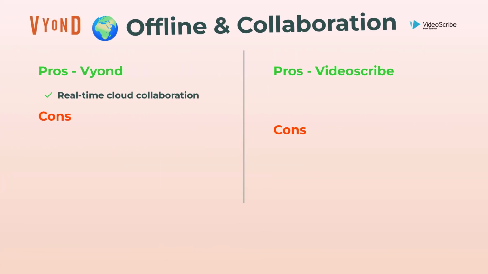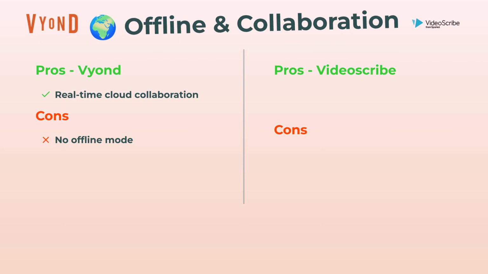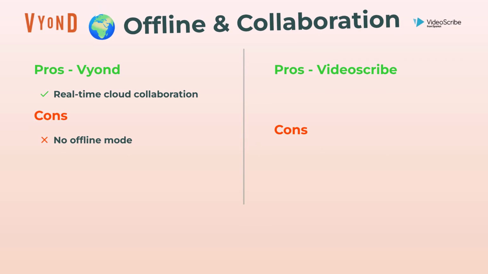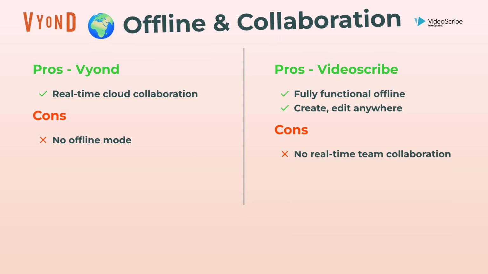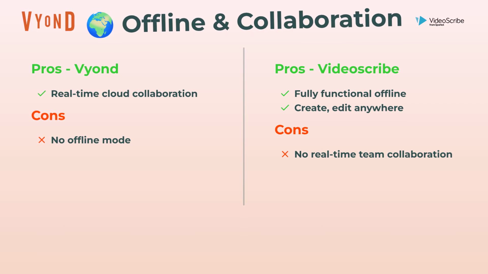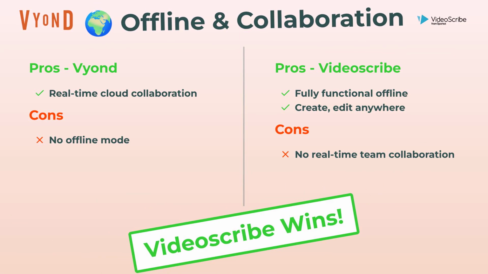Offline and collaboration. This category is honestly a biggie for a lot of folks. Vyond lets you collaborate in real time, right from the browser, which is awesome for teams. But seriously, if your Wi-Fi is sketchy, you're dead in the water. No offline mode at all. VideoScribe? Yep, it works offline. Anytime. Create, edit, whether you're in a coffee shop with spotty internet or just don't want to be chained to the cloud. The downside is no live team collaboration, but for most solo makers, that's fine. I mean, the flexibility to work anywhere, big win. So, VideoScribe takes this round.